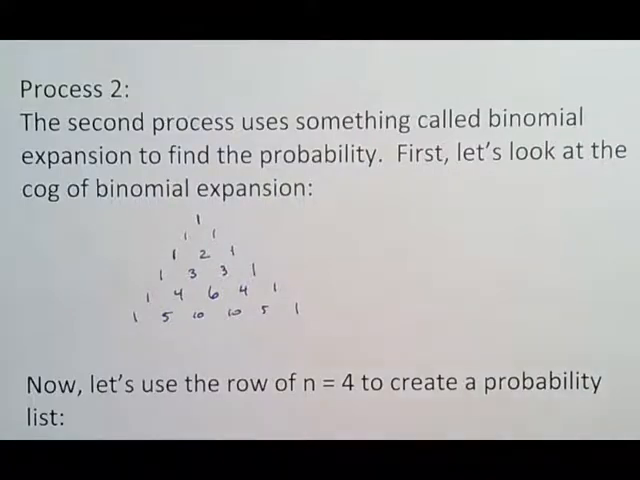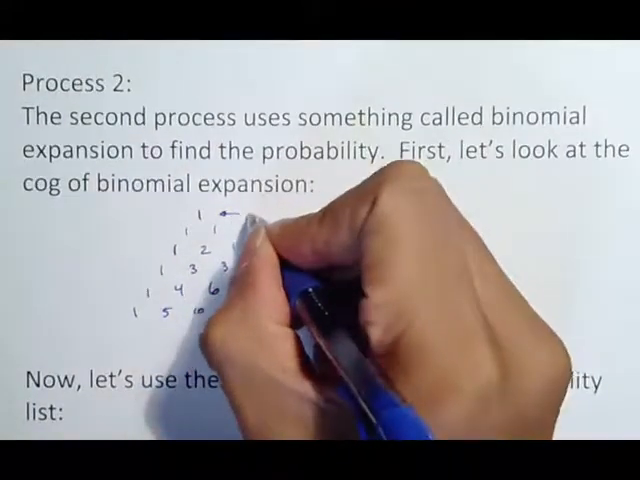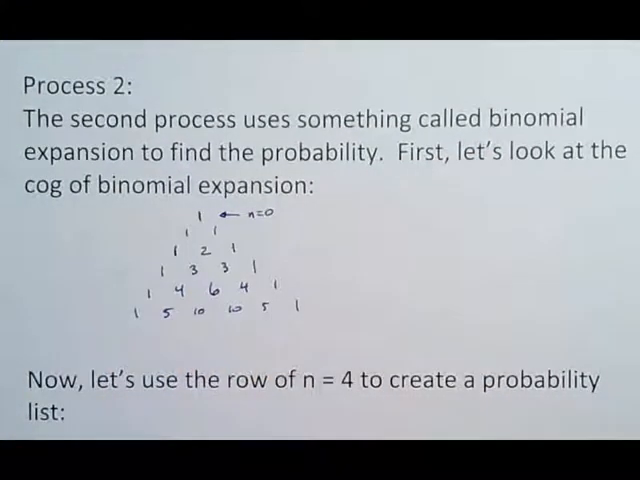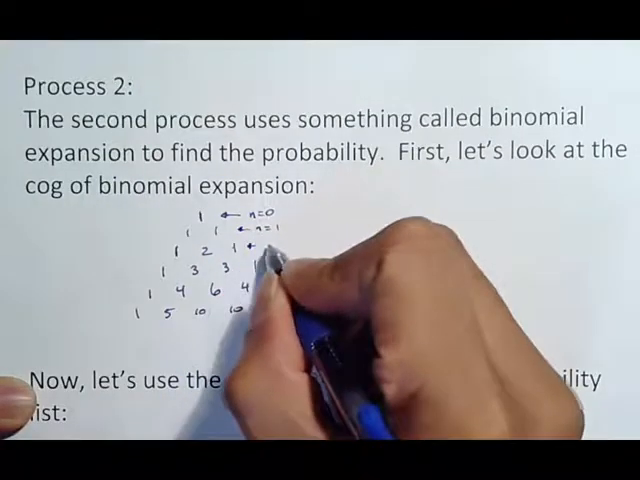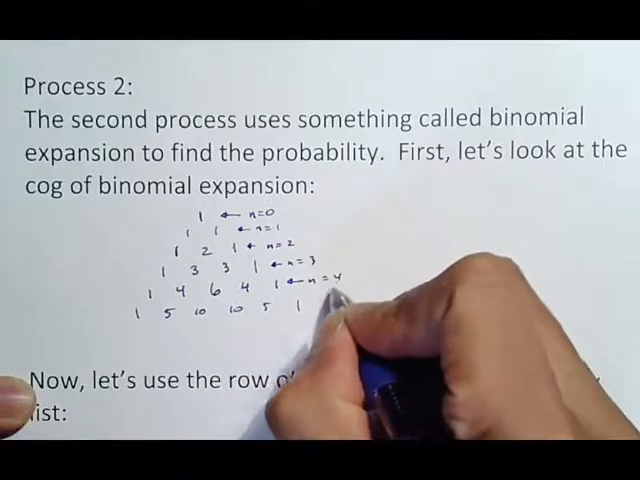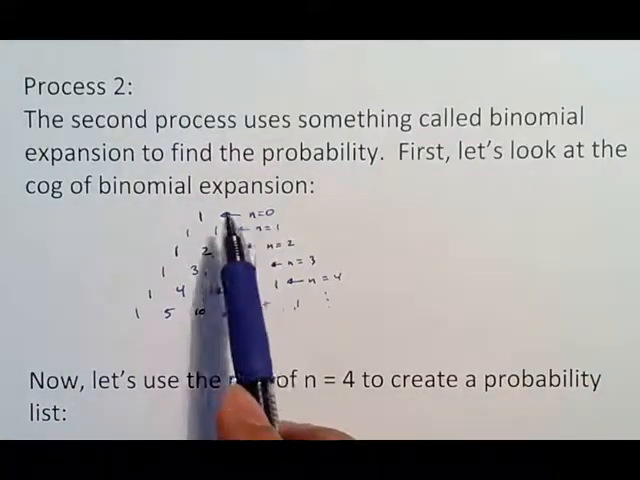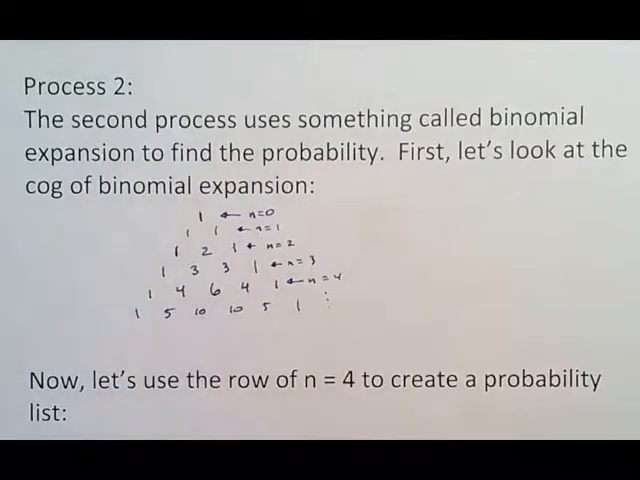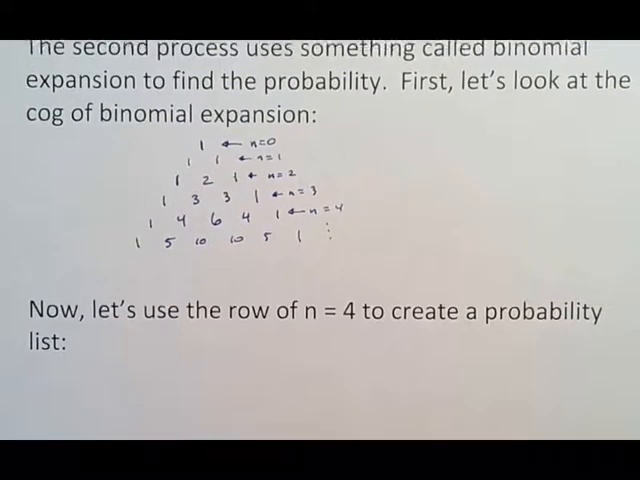Now, this triangle can be used for different values of n. The first row is n equals 0, and it's important that you know that, because that top row really isn't used at all, but it just starts everything. So this would be your n equals 1, or number of trials equals 1. This would be number of trials equals 2, number of trials equals 3, number of trials equals 4, and so on. The key thing to remember is that n equals 0 is the first row, and you count your trials after that. You'll find out once I show you what we're going to do to create the probability list.